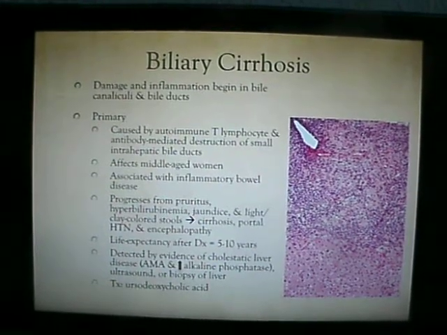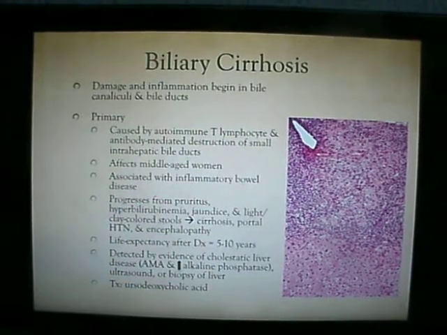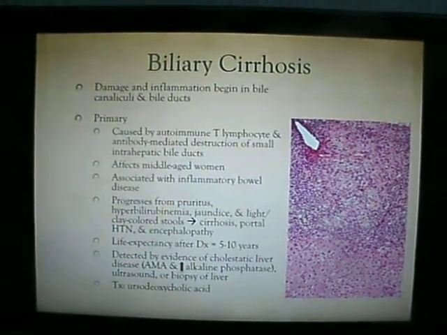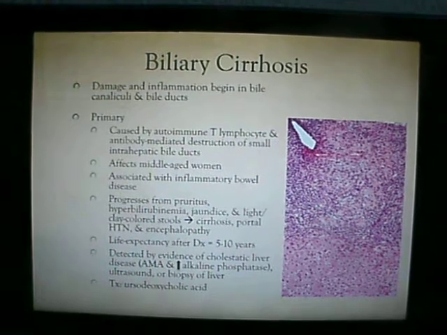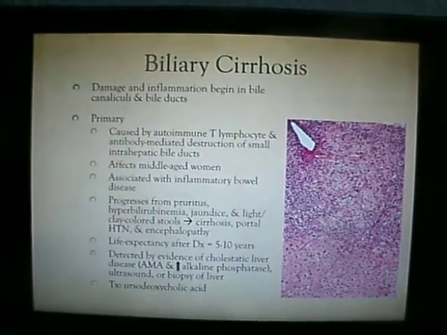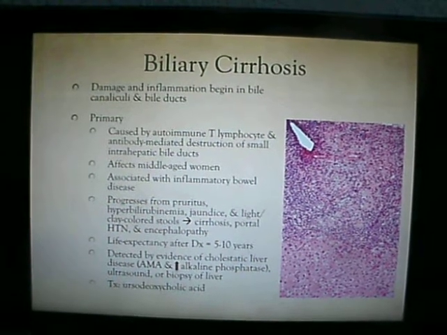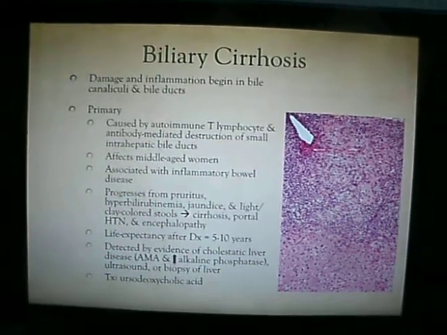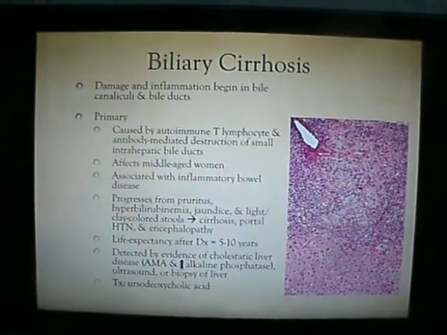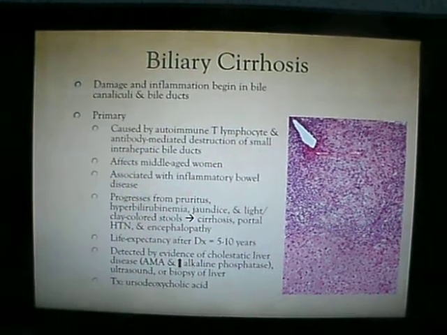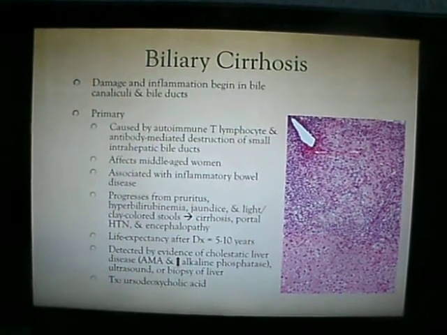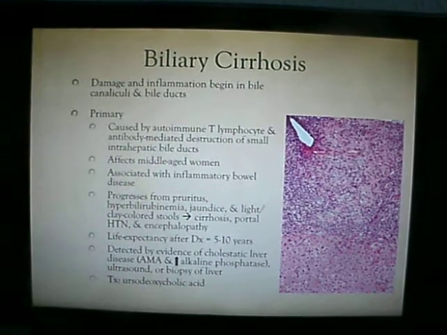Biliary cirrhosis, on the other hand, is damage and inflammation that begins in the bile canaliculi and the bile ducts. So there are two different kinds of biliary cirrhosis. The first one is primary, which is caused by autoimmune T lymphocyte and antibody-mediated destruction of the small bile ducts within the liver. This affects middle-aged women and is also associated with inflammatory bowel disease.